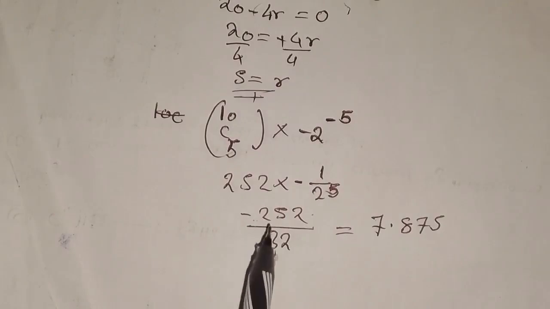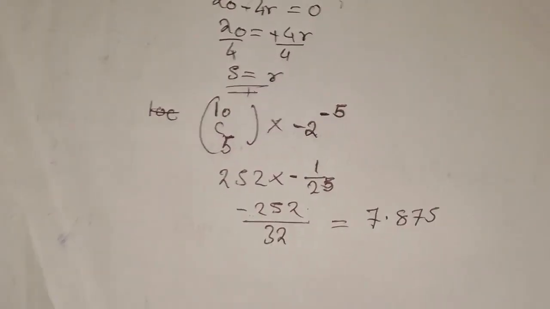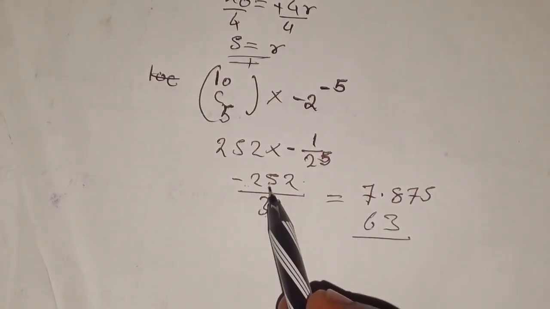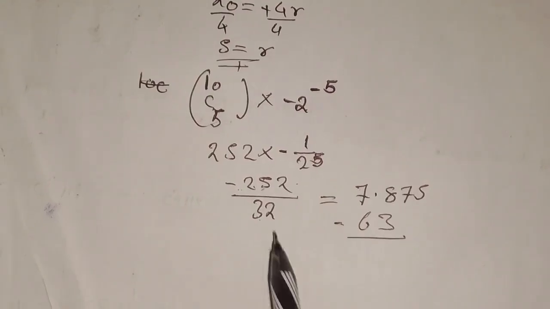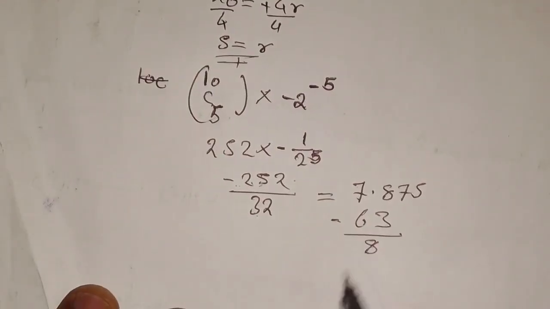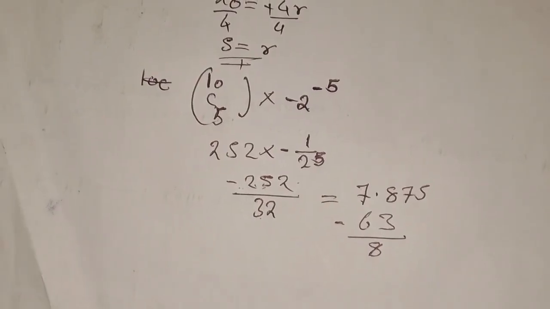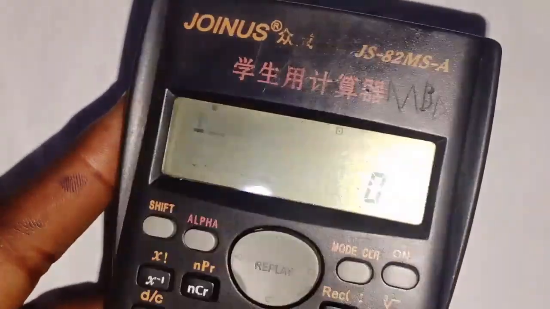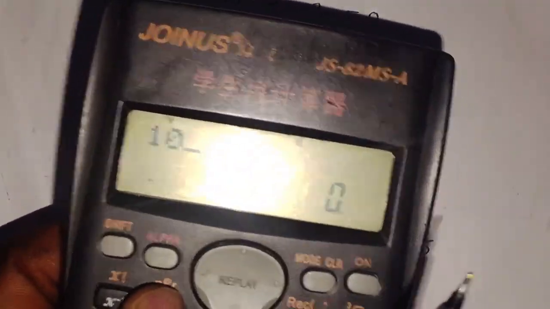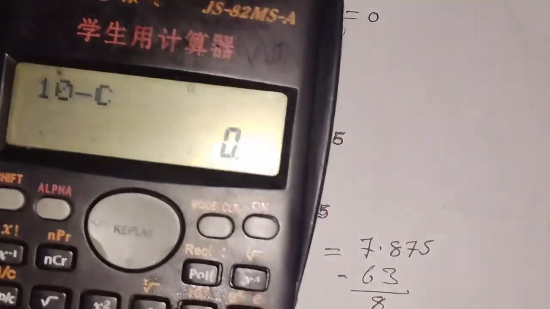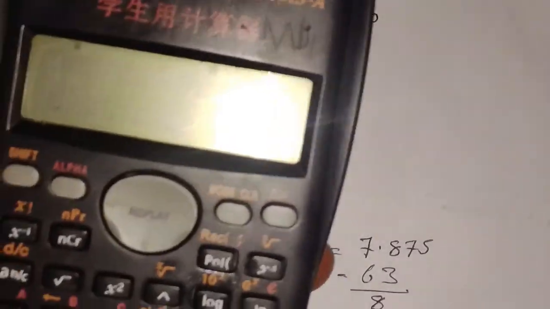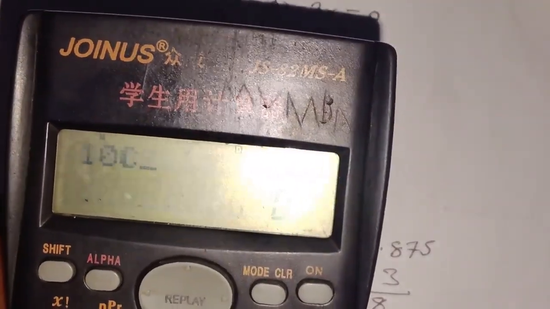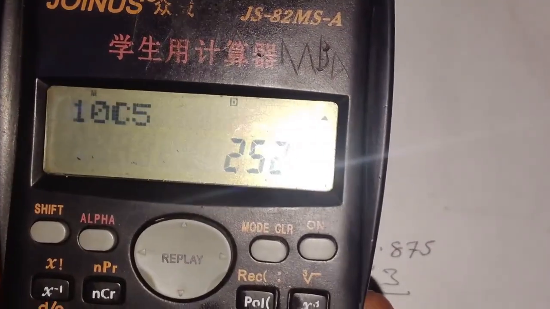If you want, you can write this as a fraction. As a fraction, we can write this as 63 over 8, so you can leave it like this. If you don't know where the choose is, you can just look on your calculator. Like we did, you place 10, then place the choose button, which is here, then you place 5, then you place equals to give you 252.